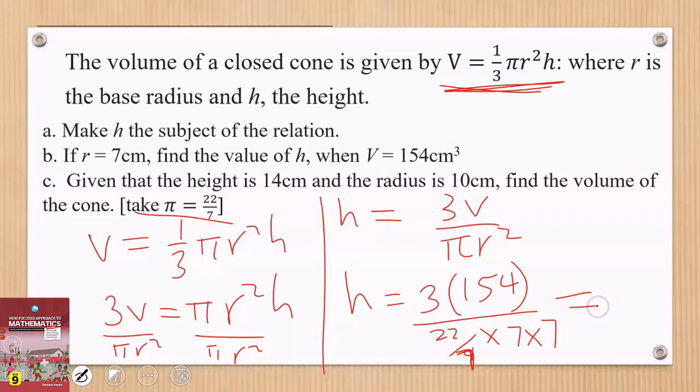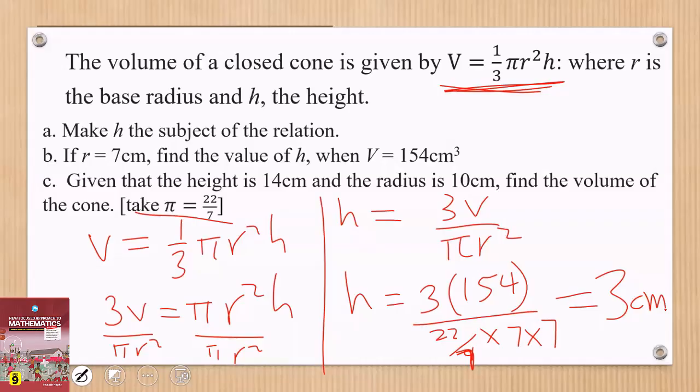Now the rest is just arithmetic, how we can break these numbers into smaller forms, and I know you can do this at this very stage. So I'll go ahead and just provide the answer for you to take your time and see if you can break it down to that answer. So we are going to have 3 centimeters as our height after dividing 3 times 154 by 22 over 7 times 7 times 7.